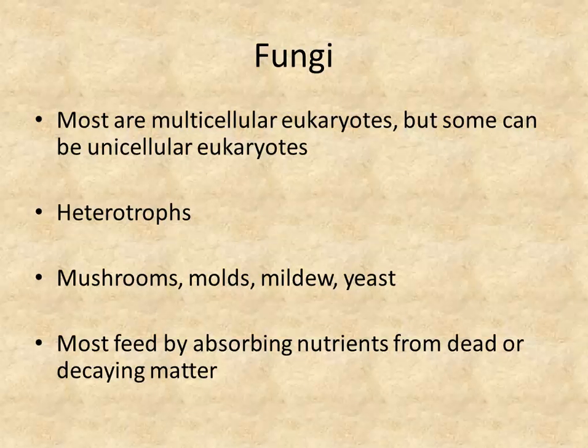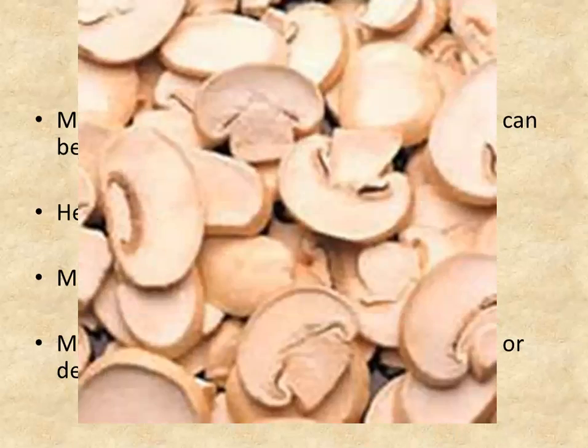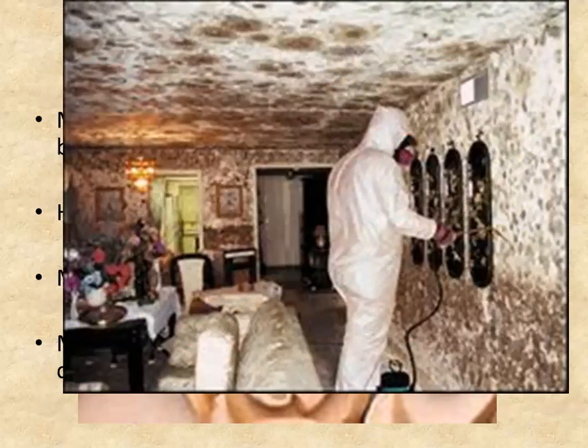Then we have fungi. Most of these are multicellular, but some can be unicellular. They're all heterotrophs, which we know means they get their food somewhere else. Some examples: mushrooms, mold, mildew, yeast. Most of these types of fungus get their energy or nutrients by absorbing it from dead or decaying matter. So you'll see mushrooms growing out of the ground. I'm sure you've eaten mushrooms on a pizza. Here's some mold, and also that mildew that forms in the shower. Those are all examples of the fungi kingdom.